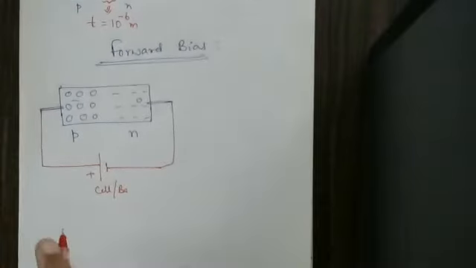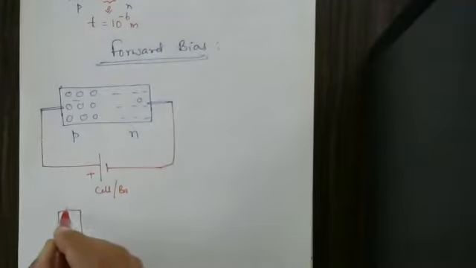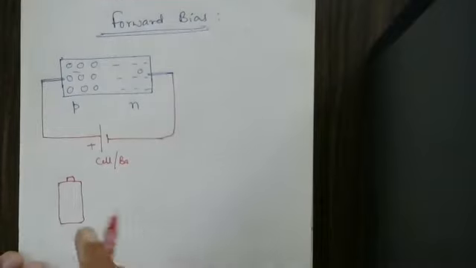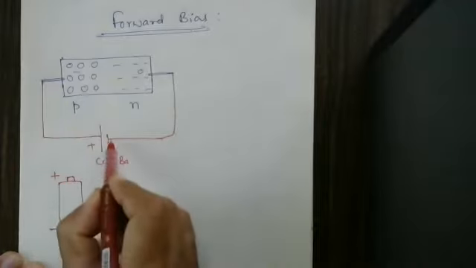You know about the cell or a battery. In the market, whatever battery is present, it is present like this. This is a battery or a cell. This one is acting as positive, this side is acting as negative. Take a wire, connect here and connect here. That's all. This is positive and this is negative.